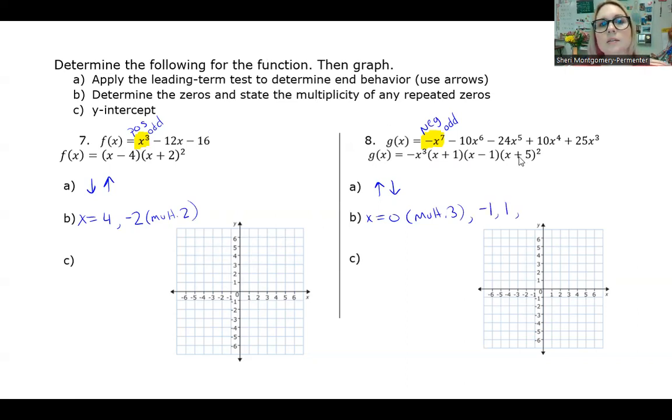This one is negative 5 with a multiplicity of 2. When we go to graph these, the only ones that affect your graphing are even multiplicities. What? Oh, it's a negative 5. Sorry, I put negative 2. I didn't mean to. -5.